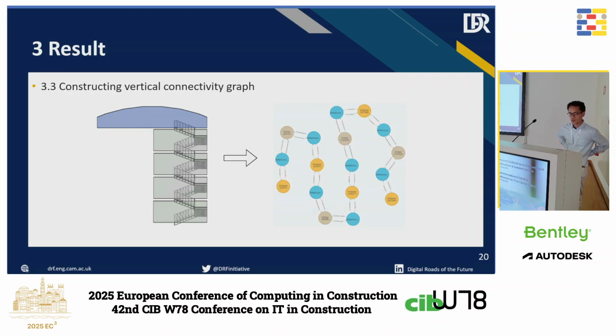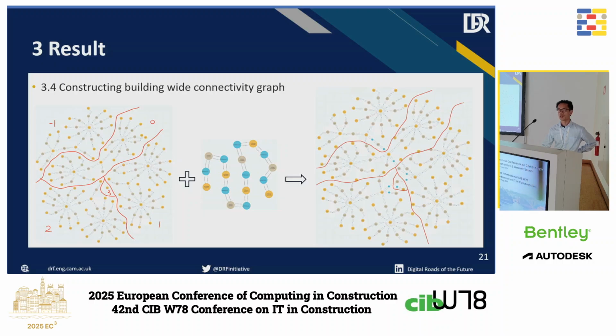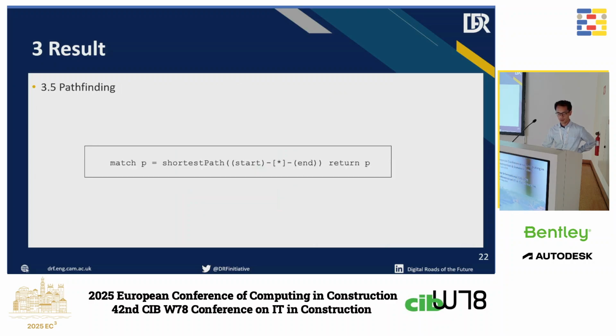And then constructing the vertical connectivity graph. By doing it manually, we found 5 staircases and the spaces they are connecting, and then we can convert this into a vertical connectivity graph like this. And by combining these two graphs, we will get this one. This is the building-wide connectivity graph that you can use for pathfinding. And as you can see, the graph is now a connected graph. And we run this one for pathfinding.